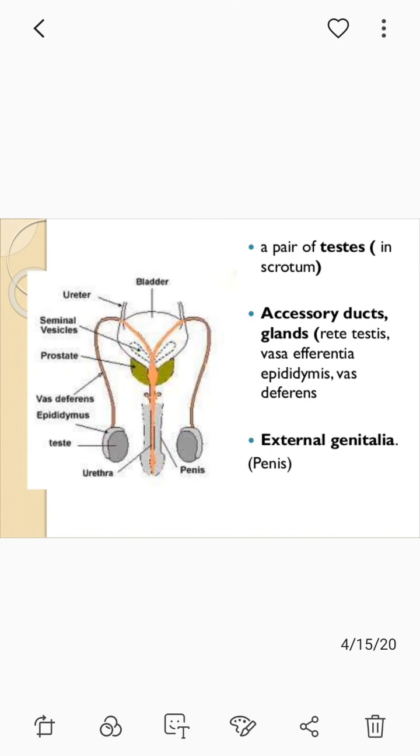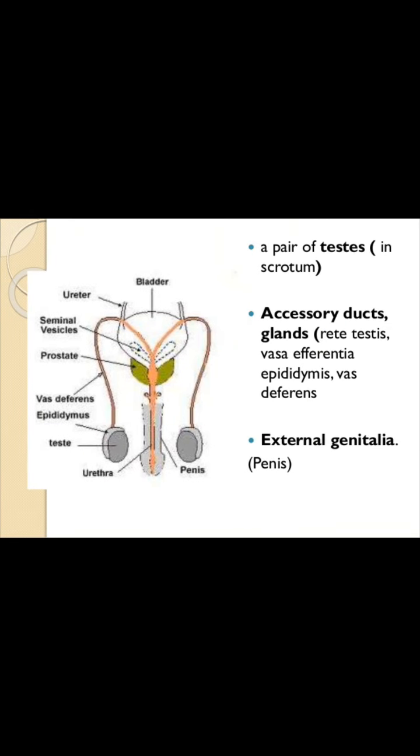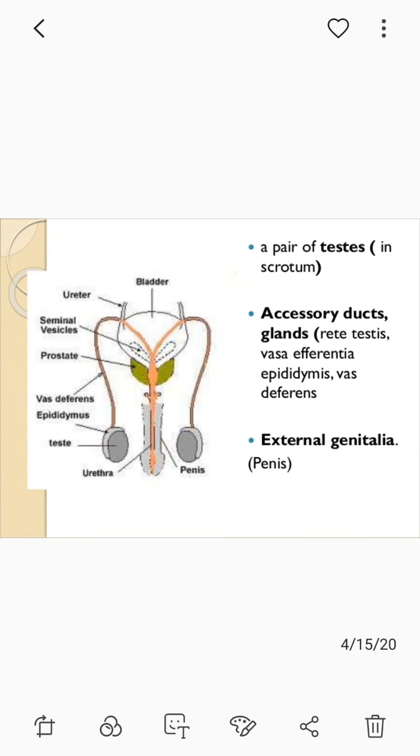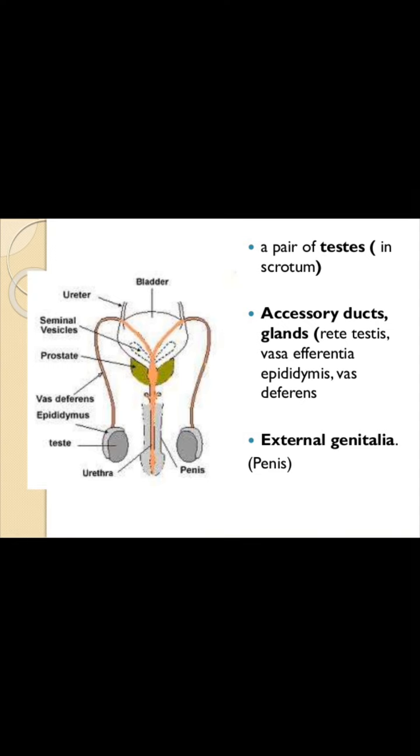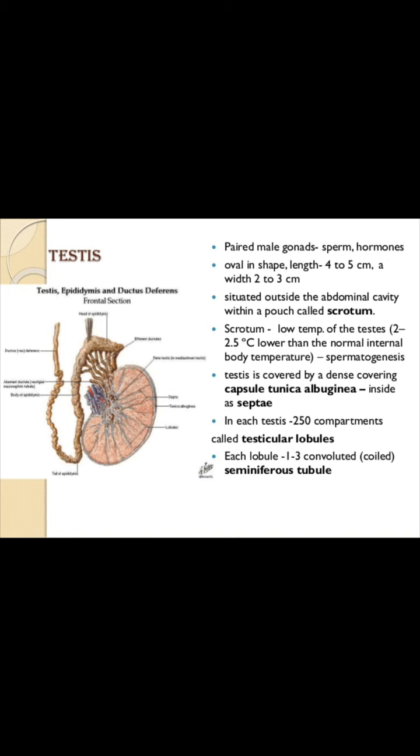Then this is the male reproductive system. There is a pair of testes in the scrotum. The covering of the testes is the scrotum. Accessory ducts are rete testis, vasa efferentia, epididymis, and vas deferens. Then the external genitalia, that will be the penis. So first of all, we will discuss the testes.